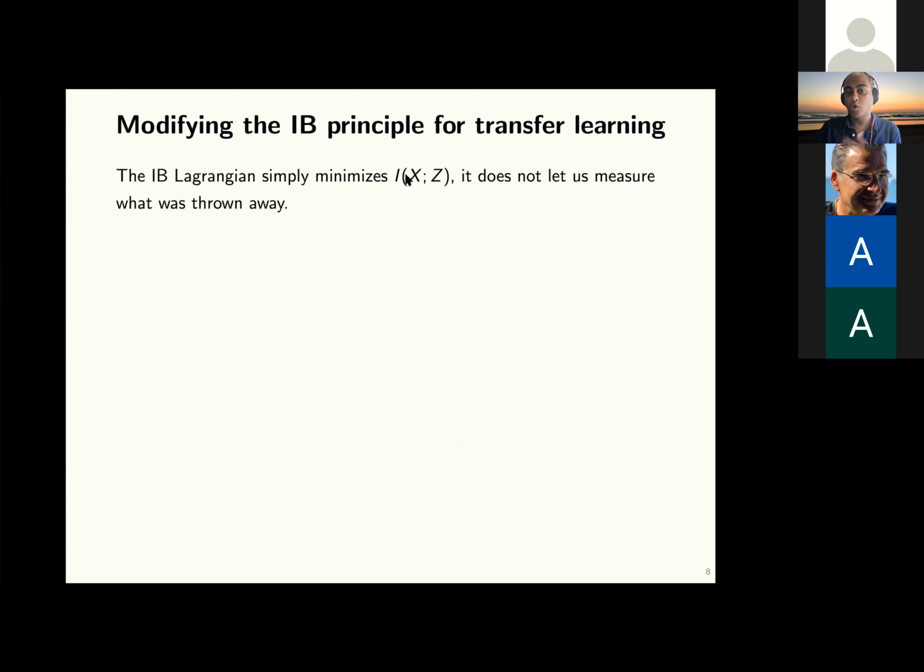IB says, throw away information from my data. Once I throw away information from my data, I have no idea how to recover that information back for my target task. So I cannot do good transfer learning. The IB principle is basically the opposite of transfer learning. Transfer learning tells you to build redundant representations. IB tells you to do very succinct representations.